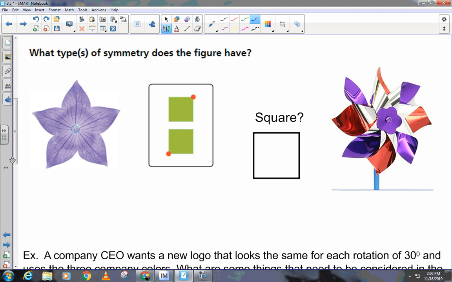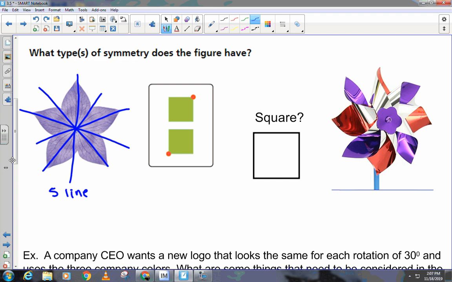It has rotational and reflectional. Because I could draw, how many lines do you think I could draw? 10? I can see 5. Where are you going to get the other 5? I think probably just 5. So it has 5 lines of symmetry.